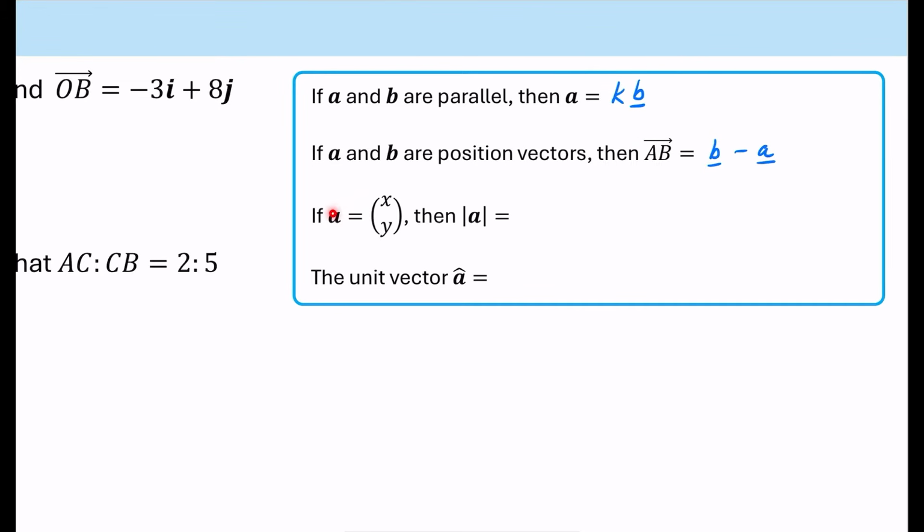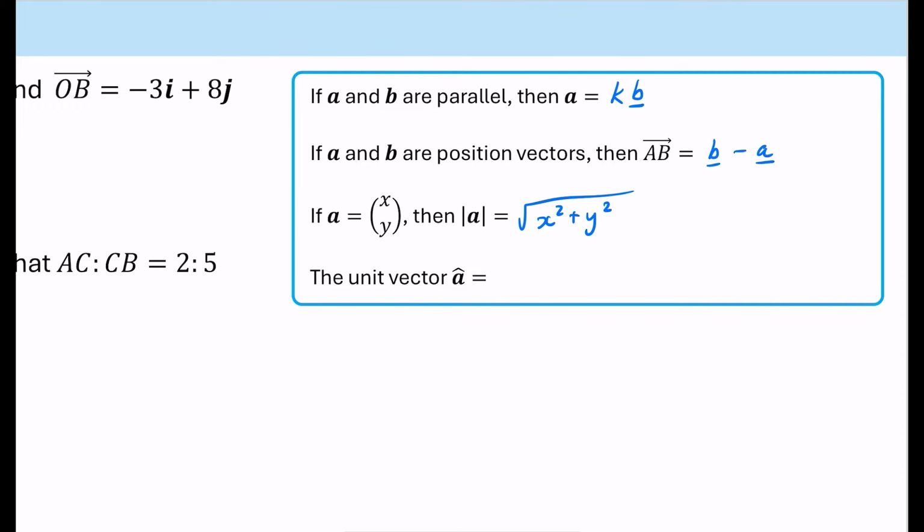Now, if A as a vector is (x, y), then to find the magnitude of A, which is how long that vector is, we just do Pythagoras. So we just do the square root of x squared plus y squared.